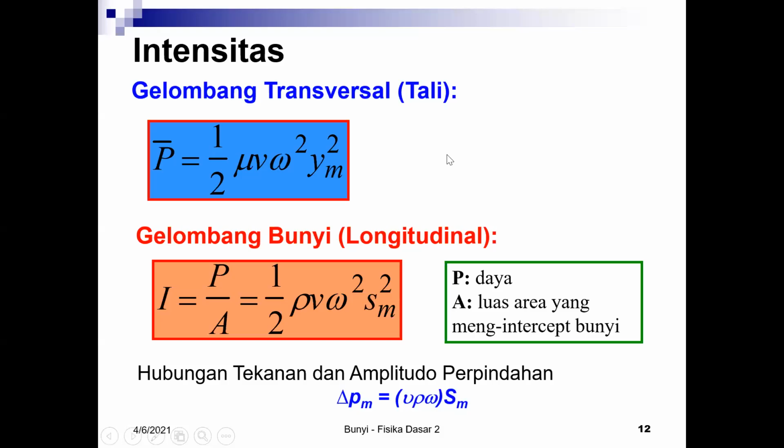So in transversal waves, like a string, for example, we have this average power of the waves, this expression. But in the case of sound waves, which are longitudinal waves, we have the intensity, which is P divided by A. This P is the power.